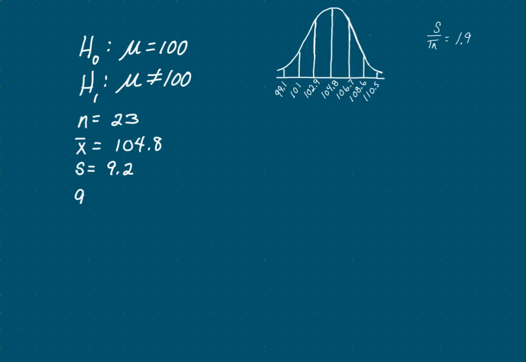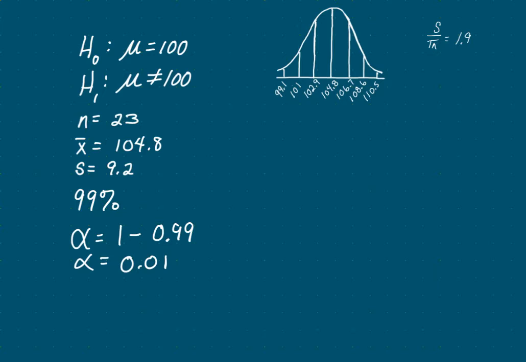Let's construct a 99% confidence interval to perform this hypothesis test. All right, so when we are working with confidence intervals, we do find an alpha, and we find that alpha by taking 1 and subtracting the decimal form of our confidence level. So we will get 0.01. Alpha equals 0.01 for this hypothesis test.